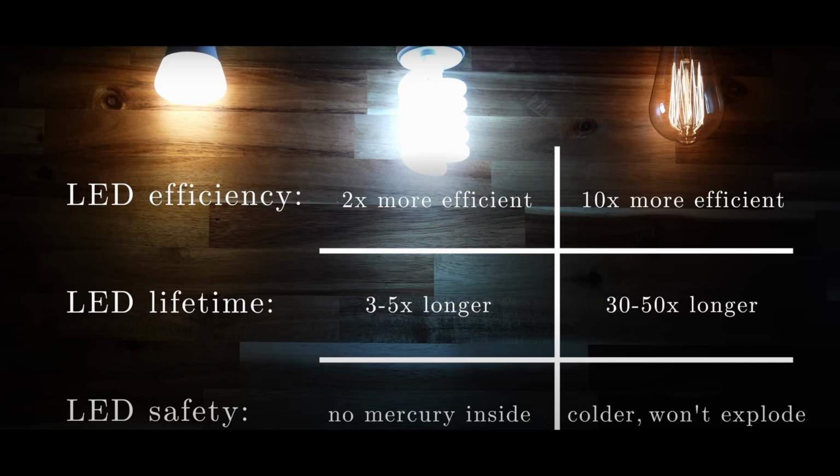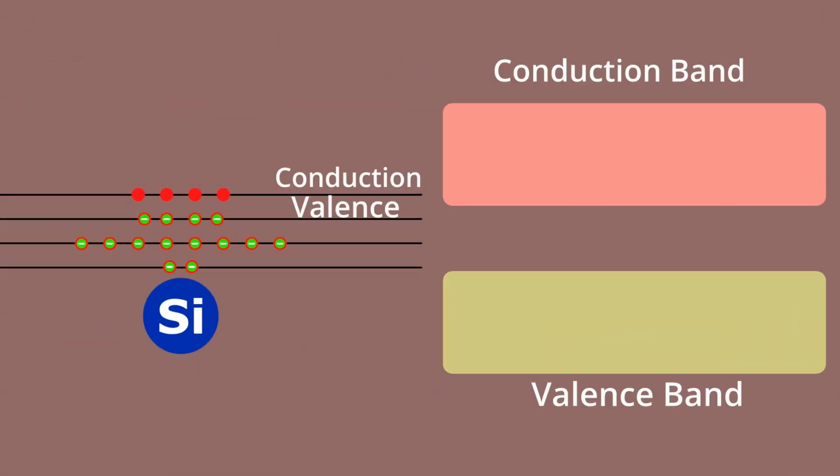LEDs work completely differently from their incandescent counterparts. Instead of using heat, they use a semiconductor. In an atom, electrons exist at different energy levels. When you put a lot of atoms together in a solid, those levels form bands. The valence band holds electrons, while the conduction band is where electrons can move freely. The space between them is called the band gap.